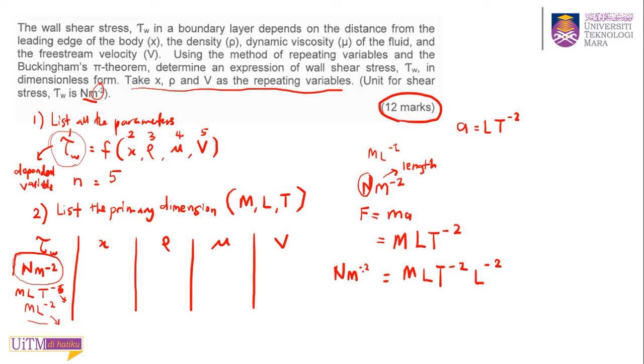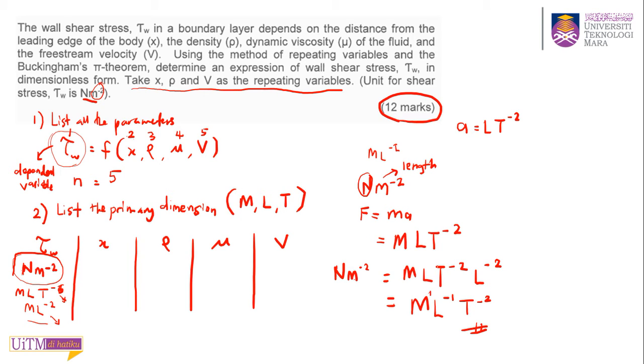Right? So now tell me, what is the final primary dimension for tau? MLT negative 4? Where is that from? That is L, not T, so it's wrong. Oh, ML, okay, L negative 1, and T negative 2. So this is the primary dimension for tau. So the earlier answer is wrong. The right answer is M1 L minus 1 T minus 2.